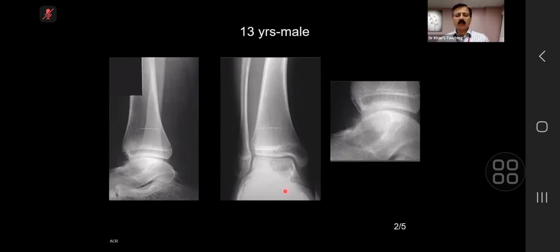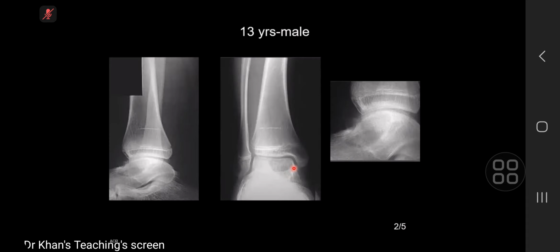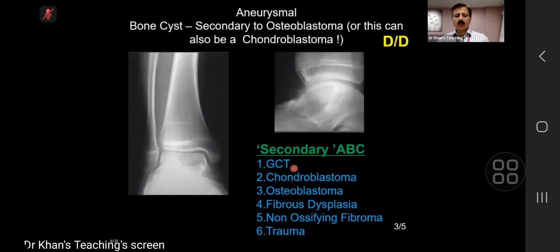Okay, that's fine. I'll take over. It's because of the benign appearance, because of the narrow zone of transition. Okay, thank you. Now, basically, if you remember this differential, you can get your answer. If you know this list, you can actually answer this question.